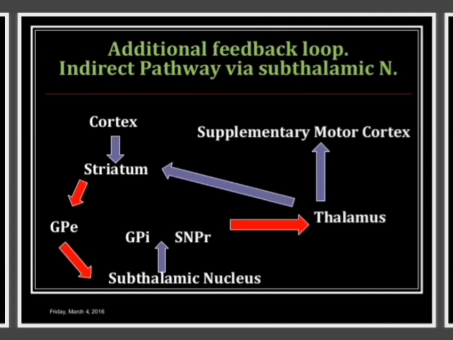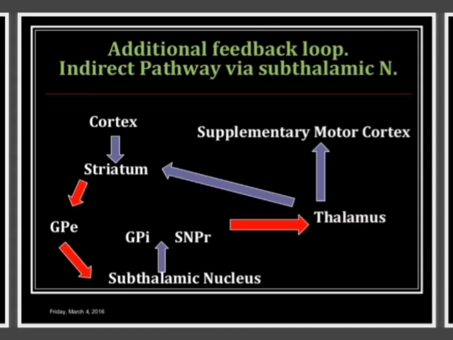Additional feedback loop in the indirect pathway via the subthalamic nuclei. आप इसमें देखें, कॉर्टेक्स से चला स्ट्राइटम में आया, स्ट्राइटम से ग्लोबस पैलिडस एक्सटर्नल, वहाँ से सबथैलेमिक न्यूक्लियाई, वहाँ से ग्लोबस पैलिडस इंटरनल और सबस्टेंशिया नाइग्रा, और वहाँ से थैलमस, थैलमस से फिर ये स्ट्राइटम को जाता है और फिर चल जाता है ऊपर सप्लीमेंट्री मोटर कॉर्टेक्स को. ये है एडिशनल फीडबैक लूप इनडायरेक्ट पाथवे वाया सबथैलेमिक न्यूक्लियाई.